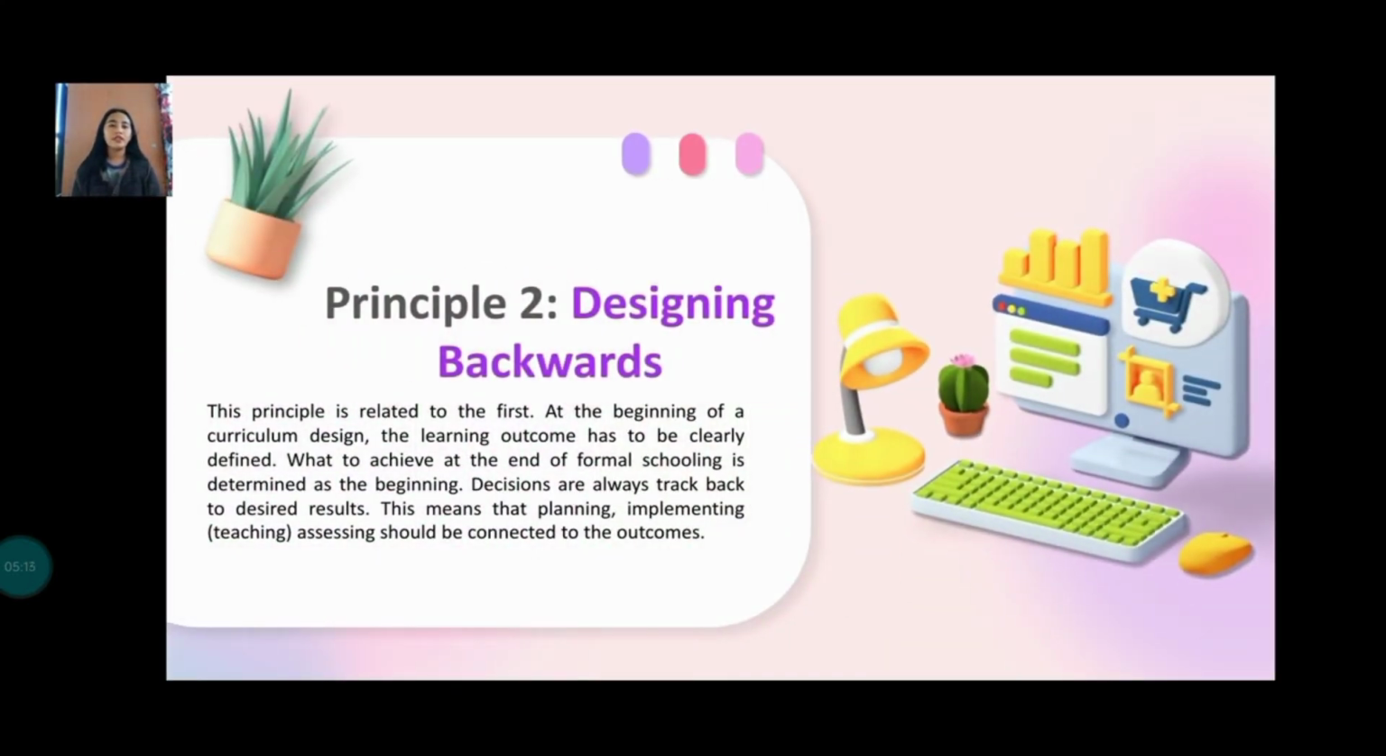So, the second principle is designing backwards. This principle is related to the first. At the beginning of a curriculum design, the learning outcome has to be clearly defined. What to achieve at the end of formal schooling is determined at the beginning. Decisions are always tracked back to desired results. So, this means that planning, implementing, teaching, or assessing should be connected to the outcomes.